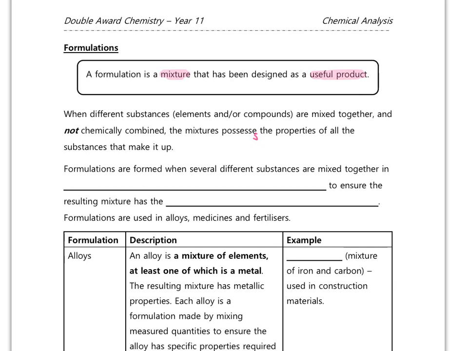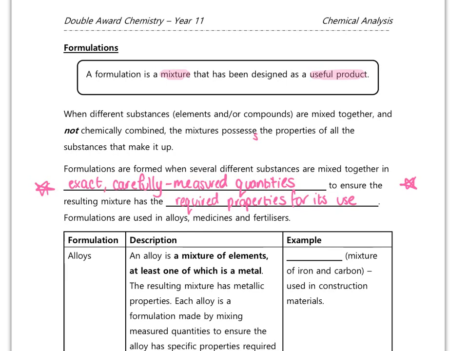So formulations are formed when several different substances are mixed together in exact, carefully measured quantities. We're talking even about things like medicines here, so they have to be in exact, carefully measured quantities if they want to have the desired properties that the manufacturer wants. So it's really important that you learn that definition and those properties, because sometimes this can be a 3-mark question. They may give you an example of a formulation and they might ask, why could this be defined as a formulation?